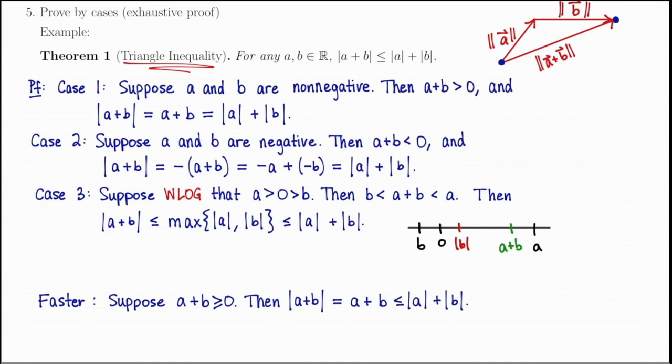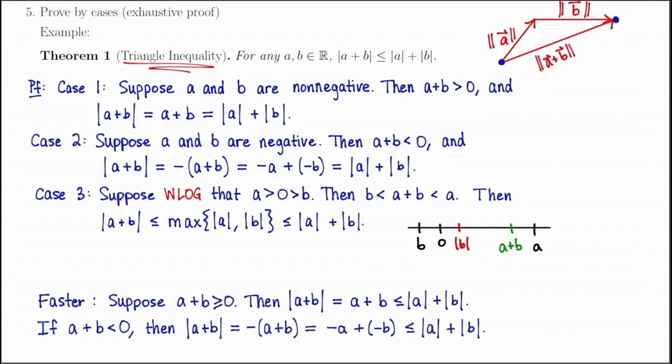Similarly, if a plus b is negative, then the absolute value of a plus b is equivalent to just taking the quantity a plus b and multiplying it by -1. Distribute through, and now we're looking at the numbers negative a and negative b, which are less than or equal to their own absolute values. So you can see this is a much faster proof that takes the triangle inequality and improves it with only two cases.